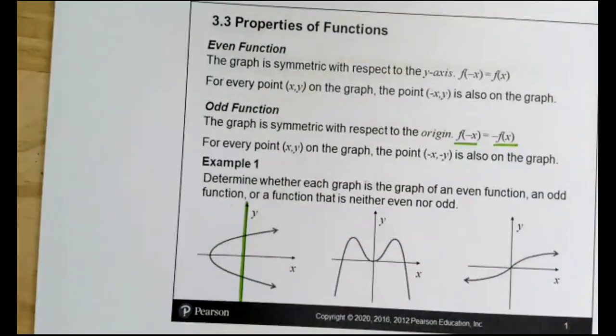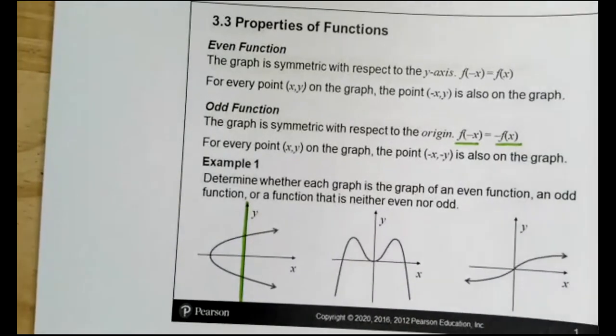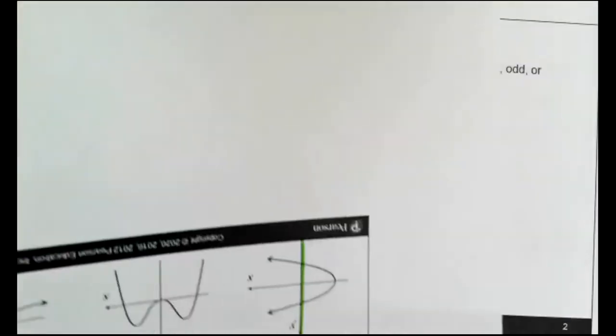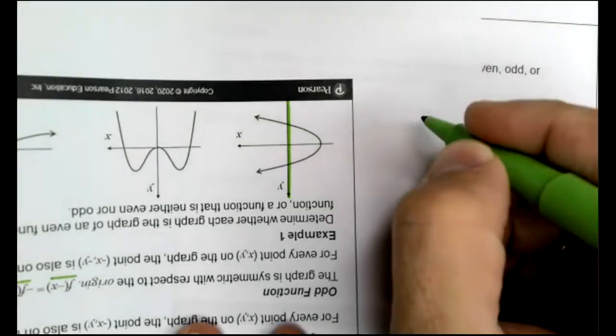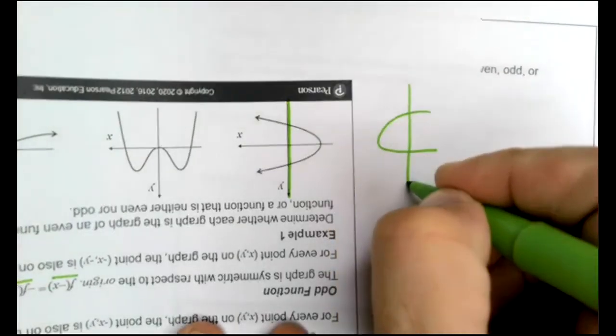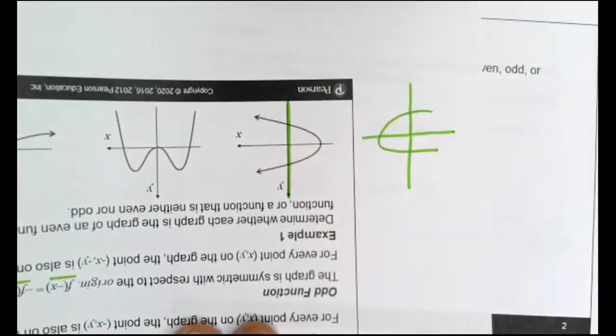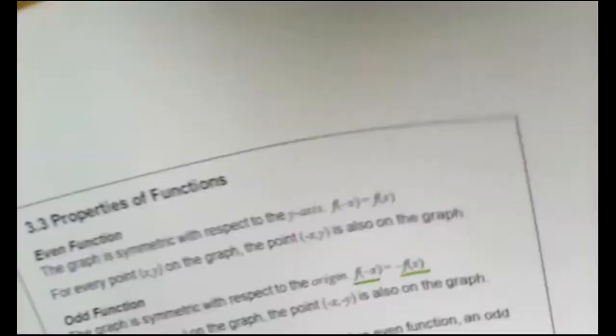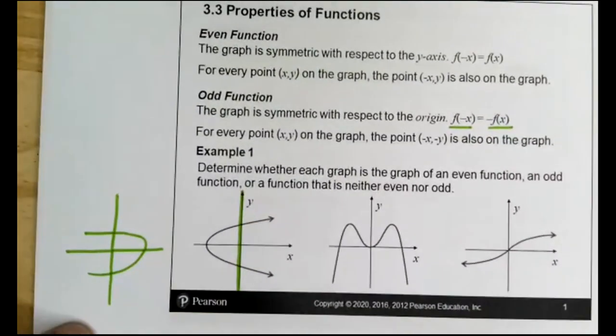If I turn it upside down, it no longer opens to the right, right? It no longer crosses x at a negative value. So it used to look like this. And now it looks like that. Not the same. So this one I would say is neither.